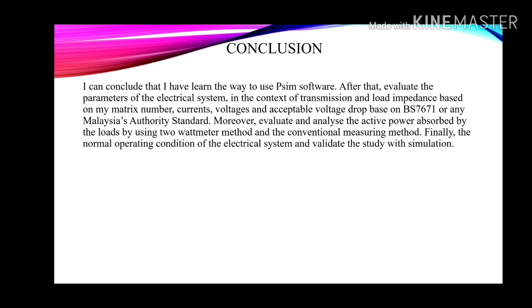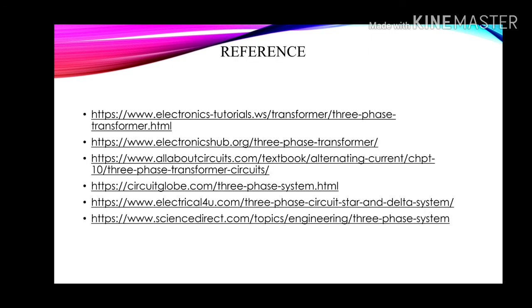After that, evaluate the parameters of the electrical system in the context of transmission and loss impedance based on a matrix number, currents, voltage and acceptable voltage drop based on the BS7671 or any Malaysian authority standard. Moreover, evaluate and then analyze the active power absorbed by the loads by using the two wattmeter method and the conventional measuring method. Finally, the normal operating condition of the electrical system is validated with the simulation.